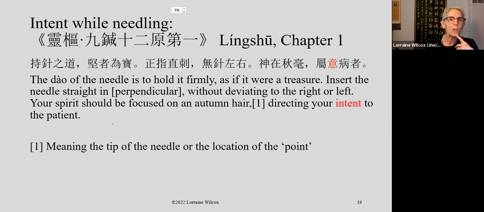Let's look at a few more. Lingshu chapter 1 says the Tao of the needle. So, needle technique, if you want it to be more than just skill, but you want to achieve the Tao, like Chef Ding said. Hold it firmly as if it were a treasure. Hold your needle as if it were a treasure. You don't want to drop it. You don't want it to fall. You don't want it to break. You're going to treasure it.